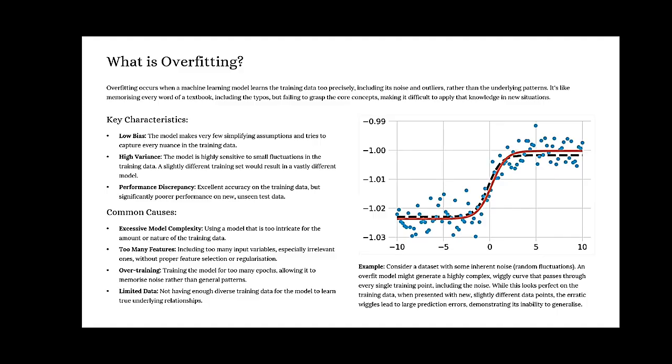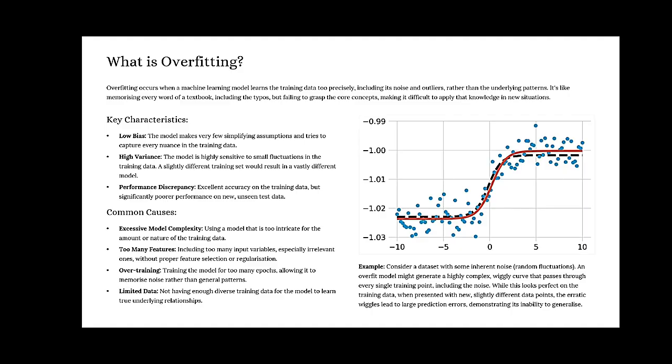Now, overfitting. On the other side of the spectrum, we have overfitting. Overfitting happens when a model learns the training data too precisely, to the point where it starts memorizing the noise and outliers instead of the real underlying pattern. It's like memorizing a textbook, typos and all, but being unable to apply that knowledge in a new situation.